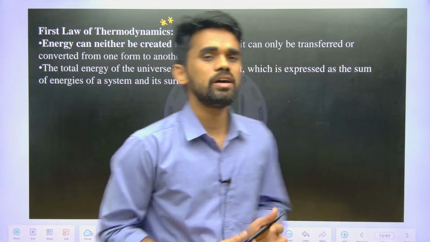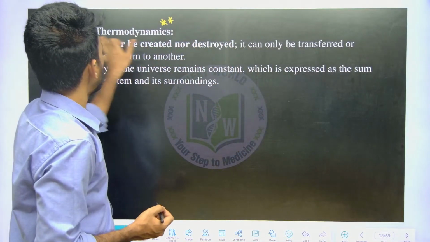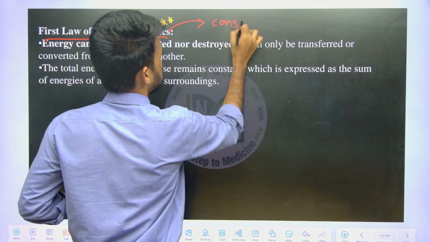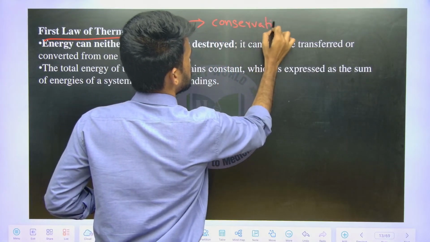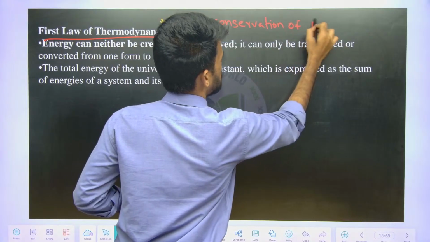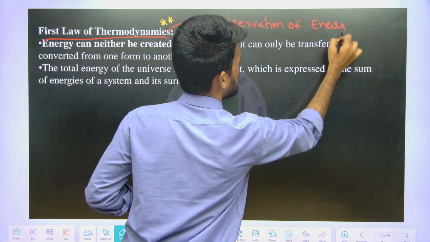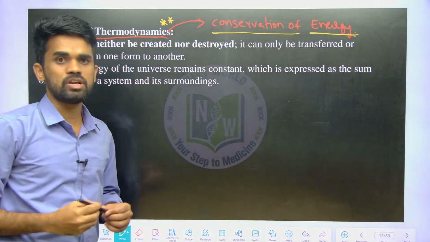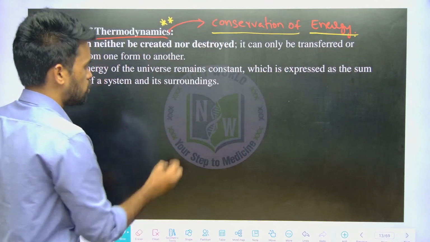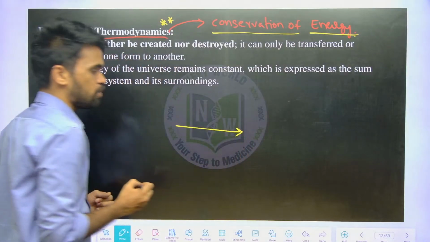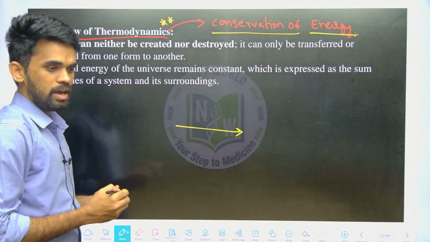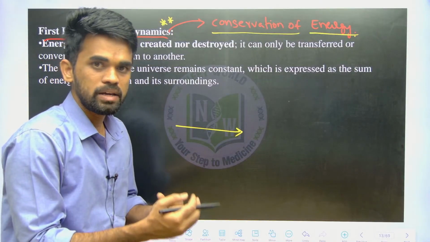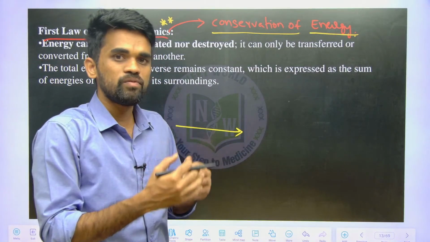Okay, now here the first law of thermodynamics says about the law of conservation of energy, because thermodynamics deals with what? Energy changes, right? So the first law of thermodynamics says about the law of conservation of energy. So what does it mean? During any physical or chemical process, energy can neither be created nor be destroyed, but it can be converted from one form to another form.